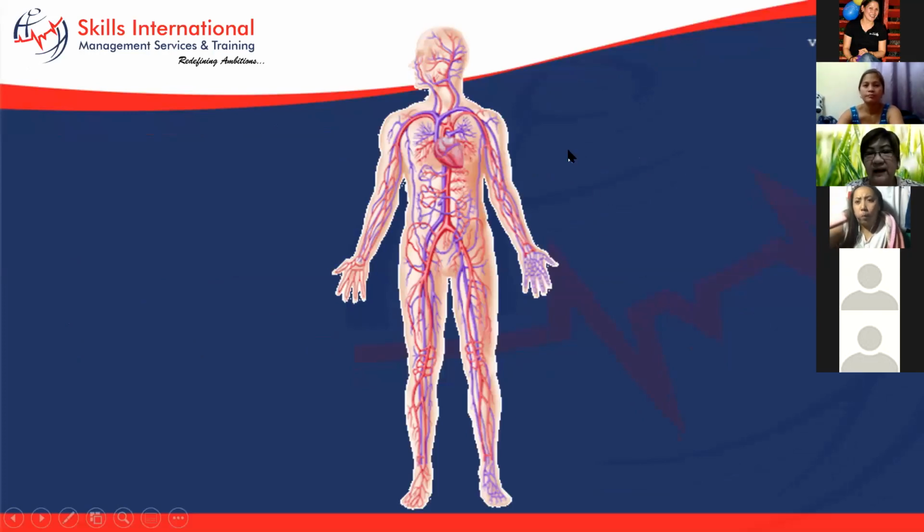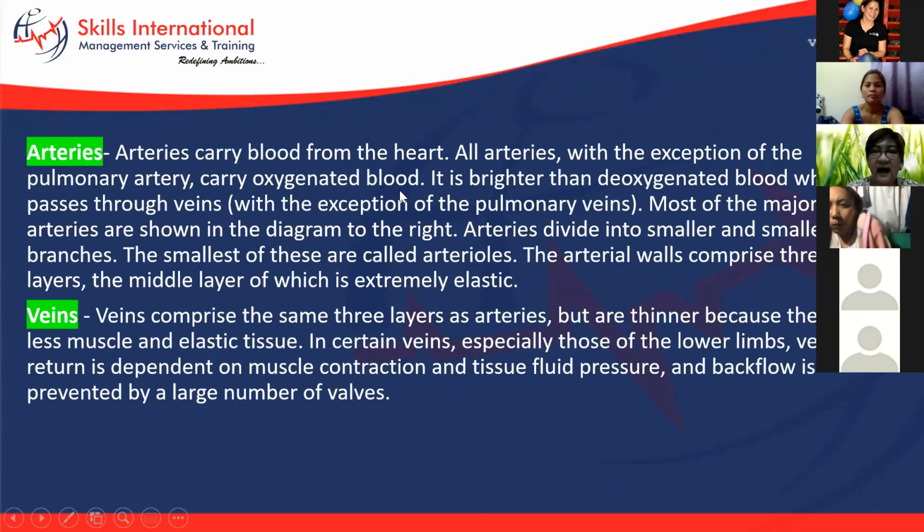So ito ngayon, nakikita natin may mga blue, may mga red, yung mga capillaries, may mga veins na tinatawag, yung arteries, ito siya. So we'll go with this one, arteries. Ang arteries, it carries blood from the heart. So meron tayong nakita nyo na siguro dito sa ating ni-review ninyo yung circulation, okay? Yung the flow of blood. So yung arteries, it carries blood from the heart. All arteries with the exemption of the pulmonary artery carries oxygenated blood.